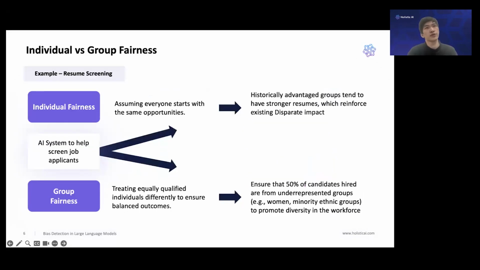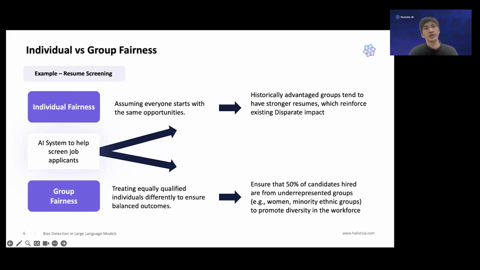So let's dive deeper into the trade-off between individual fairness and group fairness, using an example of an AI system trained to screen resumes. If the company wants to focus more on individual fairness, it will assume that everyone starts with the same opportunities. The AI system will screen resumes without considering any demographic information like gender or race, evaluating each candidate solely based on qualifications. However, by treating everyone equally, the system might unintentionally reinforce existing inequalities.